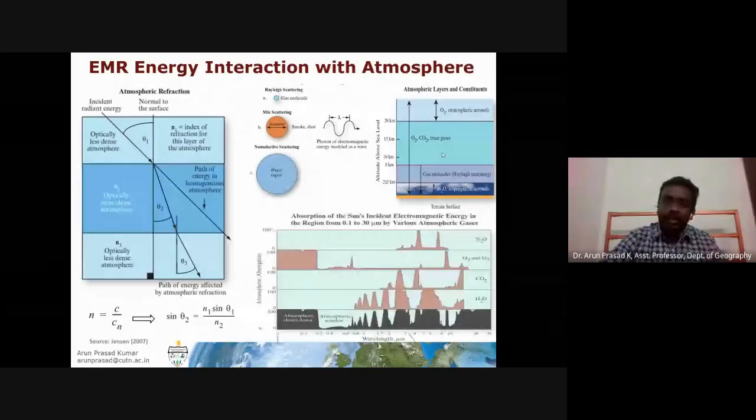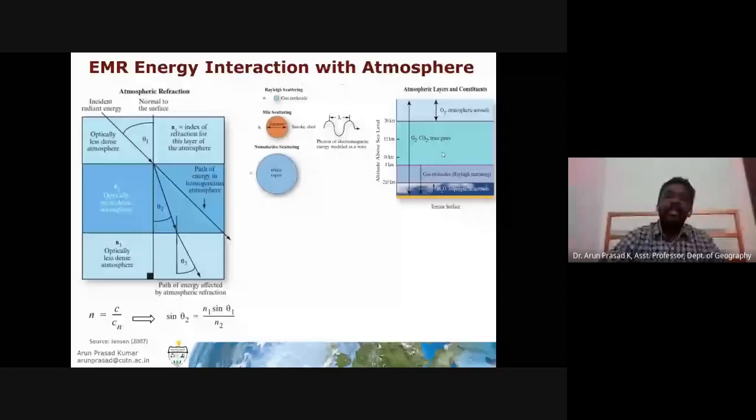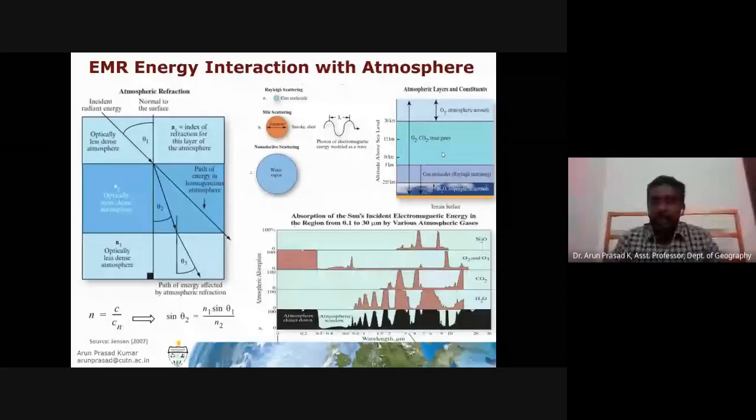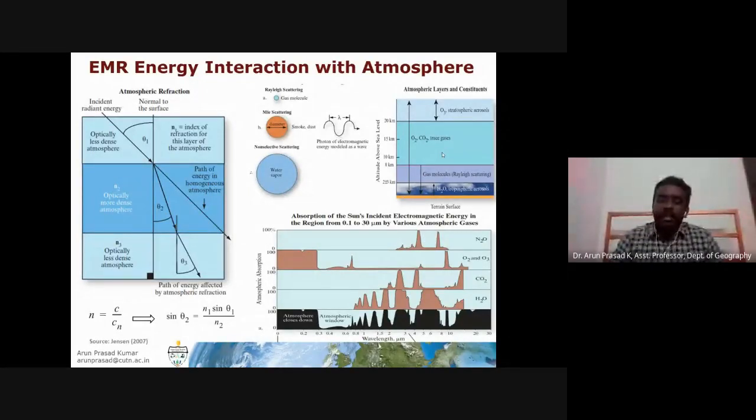So we have refraction, we have scattering, and the next one is absorption, which is more important from the perspective of remote sensing, because absorption happens due to different processes, which we will see in later slides. Different gases behave differently in the atmosphere. Based on its chemical bonds and structure, each gas absorbs only particular wavelengths of the EMR.